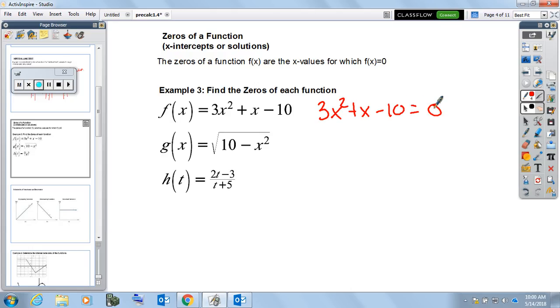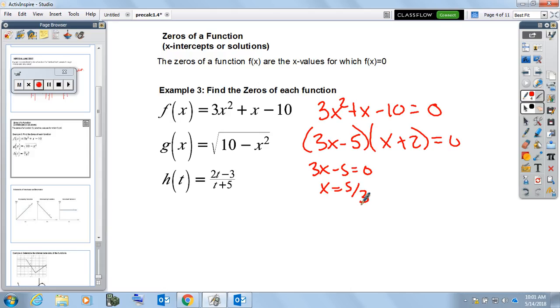Well, what do we got? This looks like we probably get two options here. It's quadratic, so you could use the quadratic formula. You could do factoring. It's completely up to you. I factored this one already, so let's go ahead and factor this one out. We get 3x minus 5 times x plus 2 equal to 0. So we have 3x minus 5 equals 0, so x equals 5/3. And then x plus 2 equals 0, so x equals -2. So those are the two zeros of that first function that we're dealing with.